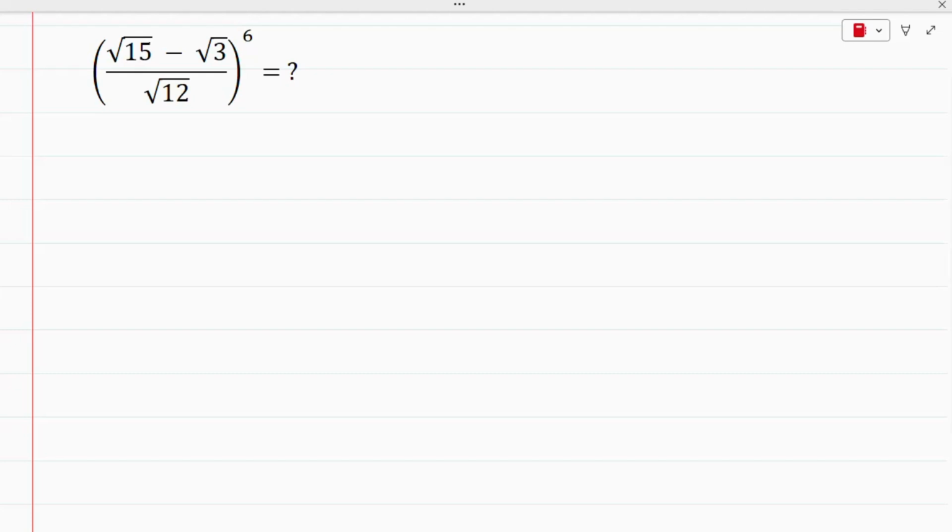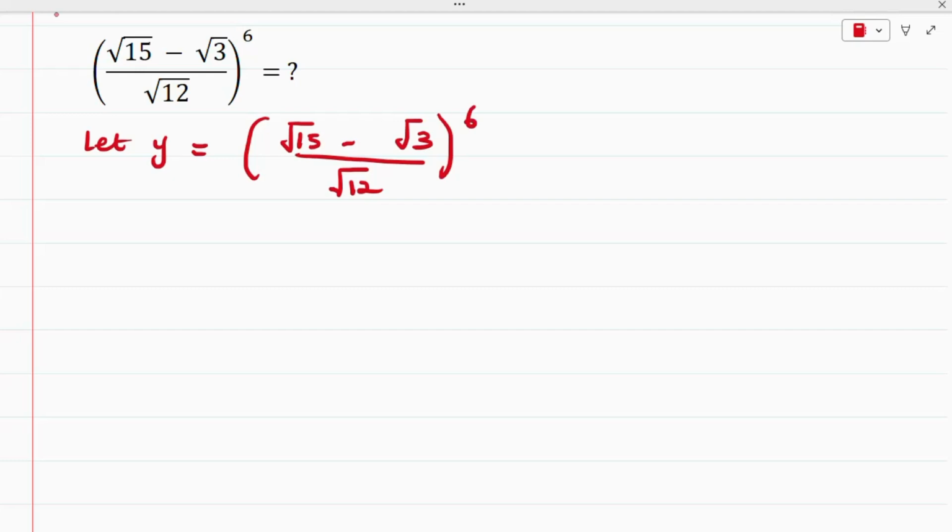So we have this question right here. The first thing you want to do is to say, let y be equal to the root of 15 minus the root of 3, all into the root of 12, and all of this is raised to the power of 6. So this equation can be written as y raised to the power of 6 is equal to, so we want to solve this right here.